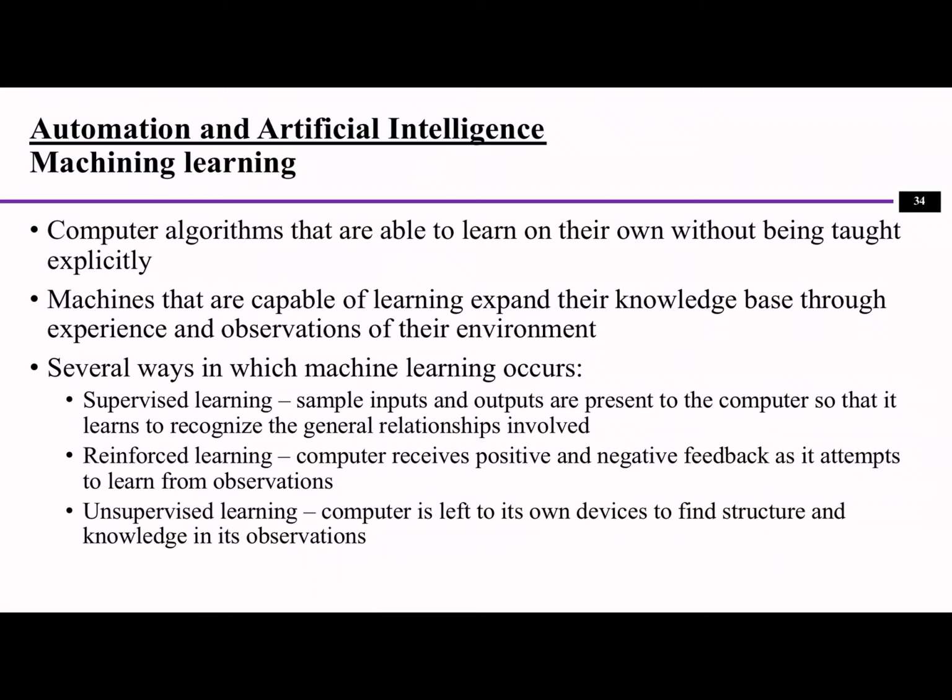And the next one is unsupervised learning. Basically, the computer is left with its own devices to find structures and knowledge to enlarge its observations knowledge base. That is smarter, without giving any examples or any original feedback. So the computer can actually learn by itself.